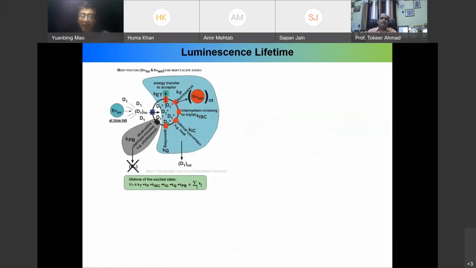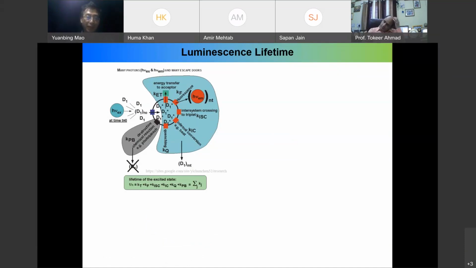That's the other thing. Because luminescence is actually a quite dynamic process, to evaluate a phosphor, we also study the luminescence lifetime. Before that, we need to look into this. The luminescence process is actually quite complicated. There are many photons, and also many escape pathways.